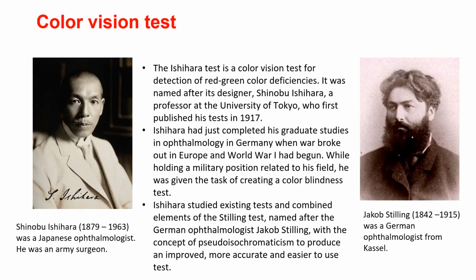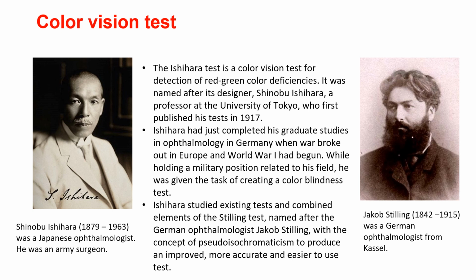The Ishihara test is a color vision test for detection of red-green color deficiencies. It was named after its designer, Shinobu Ishihara, a professor at the University of Tokyo, who first published his tests in 1917. Ishihara had just completed his graduate studies in ophthalmology in Germany when war broke out in Europe and World War I had begun.